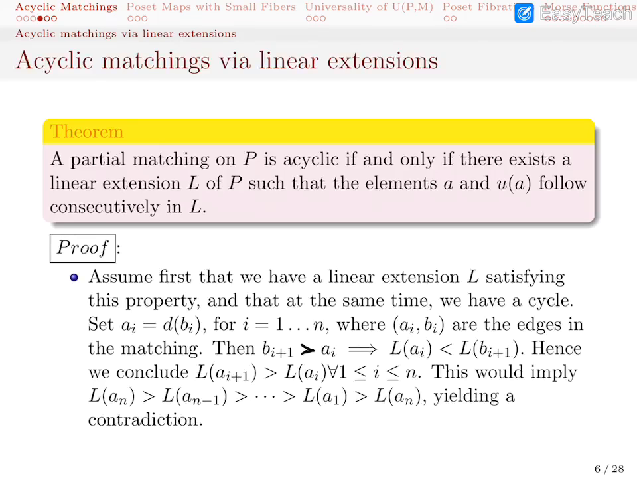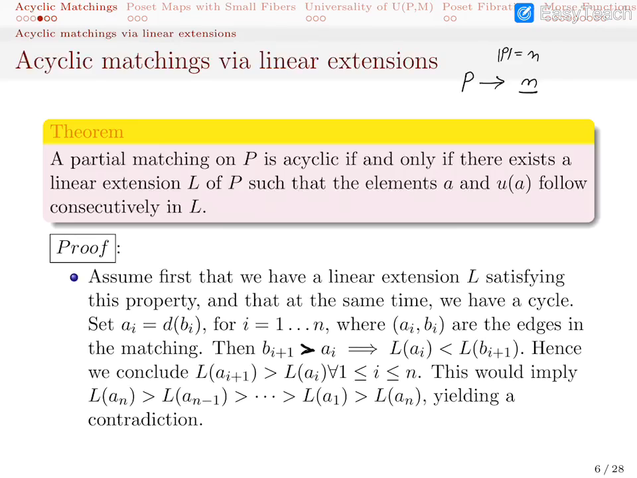Next we come to a characterization of acyclic matchings via linear extensions. So I will just quickly define a linear extension. If you have a POSET P such that |P| equals n, then a linear extension is a bijective order preserving map from P to the chain with n elements. So this is the definition of linear extension, and now the theorem says that a partial matching on P is acyclic if and only if there exists a linear extension L of P such that the elements A and U(A) follow consecutively in L.